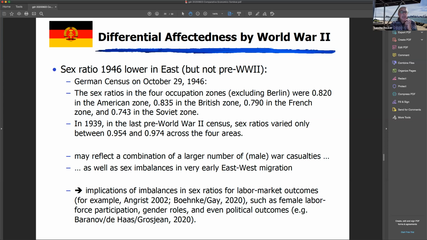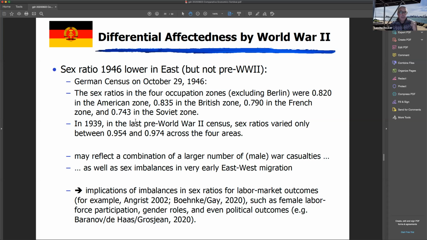And this may reflect, on the one hand, war casualties, as I just described, but we also can't exclude that it's a sex imbalance resulting from early gender biased east-west migration. If more men go from the east to the west between the end of World War II and that census in October 46, that could also explain these differences, but clearly they are there. And to the extent that the GDR starts in 1949, it may have taken off with these gender imbalances.